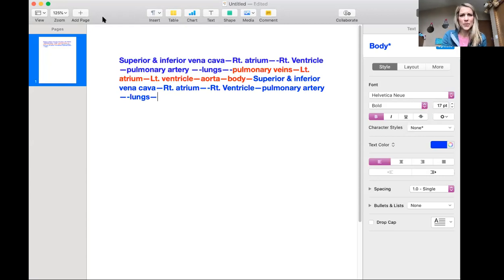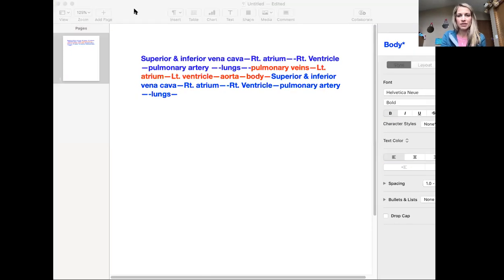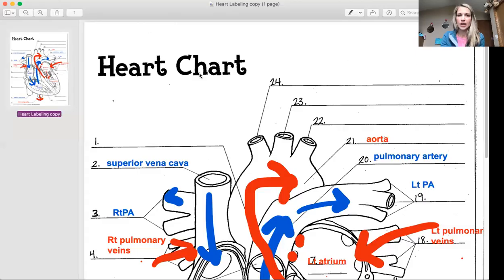So let's go back to the heart really quickly, and then I'm going to flip back to this. I don't know if I can, do I have to stop share and then click share again? Let's see, here we go. Okay, there's probably an easier way to do that, but I don't know what it is.